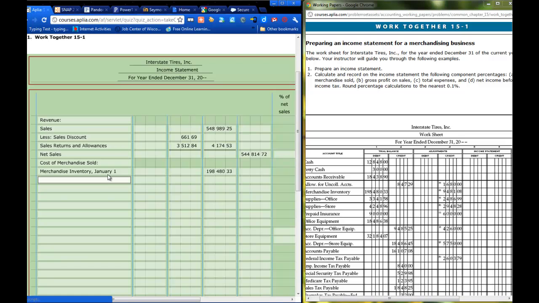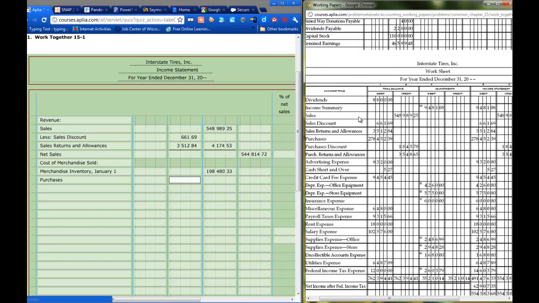From here, we are going to go through and put in our purchases. You will recall, anytime a business goes through and buys more items that we are going to sell, we are going to put it in an account called purchases. If I scroll down on my worksheet to look for my purchases account, purchases has a debit balance here of $278,452.39. That is going to go in the second column. Purchases is not affected by any adjustments, so you will notice the number that is in the trial balance is the same as the income statement.